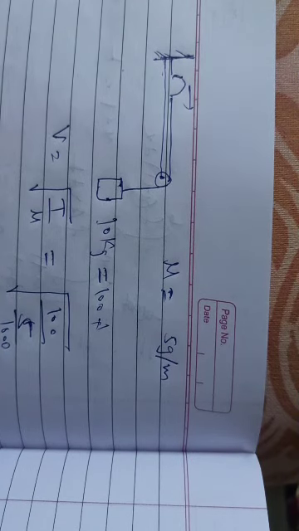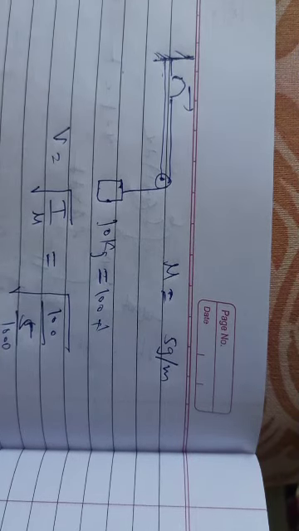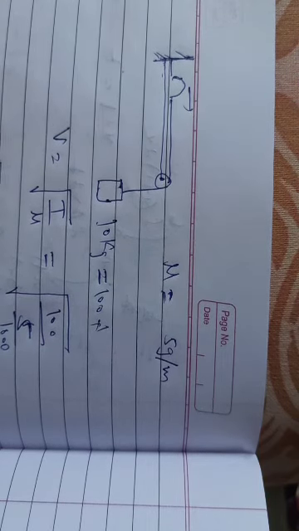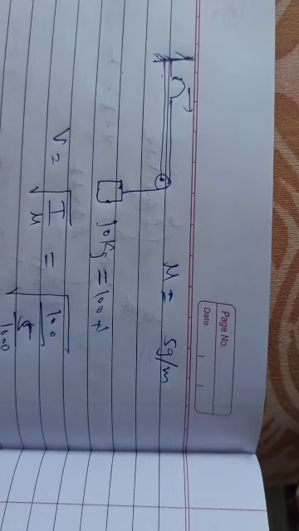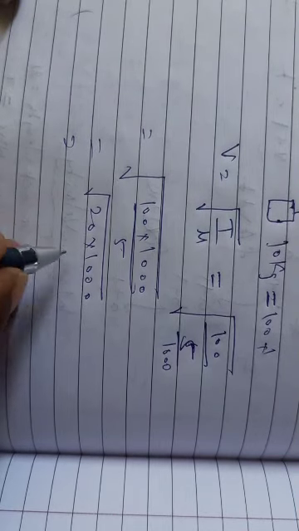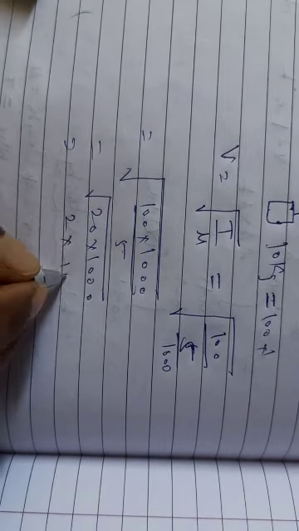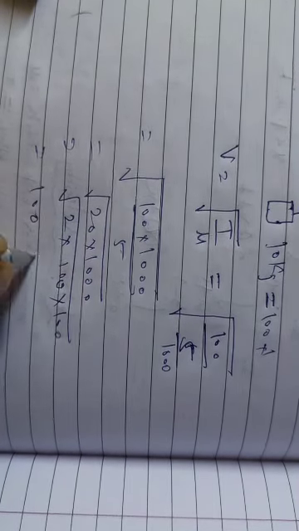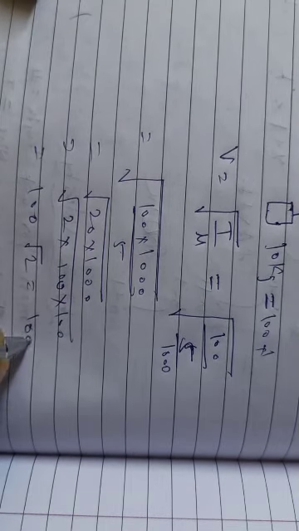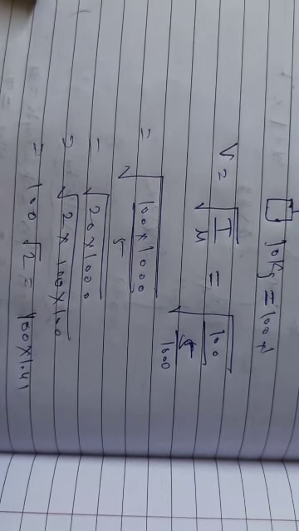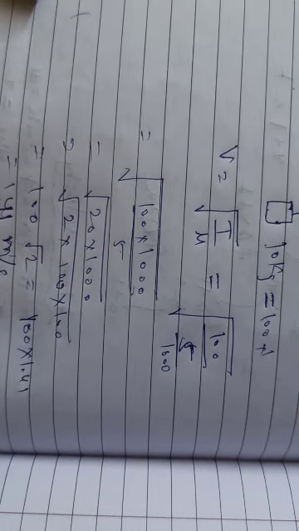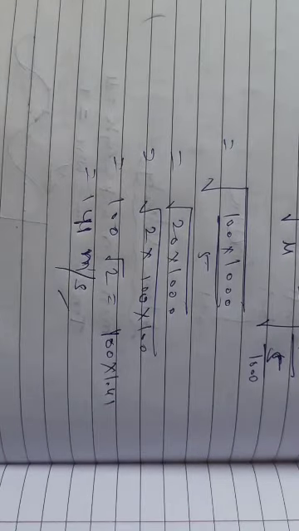These two will divide, 100 into 1000 divided by 5. These two will cancel out, 20 into 1000. This can also be written as 100 into 100 into 2, and 100 will come out of the root. 100 root 2, 100 into 1.41, that is 141 meter per second. This is the speed with which the wave will be traveling.